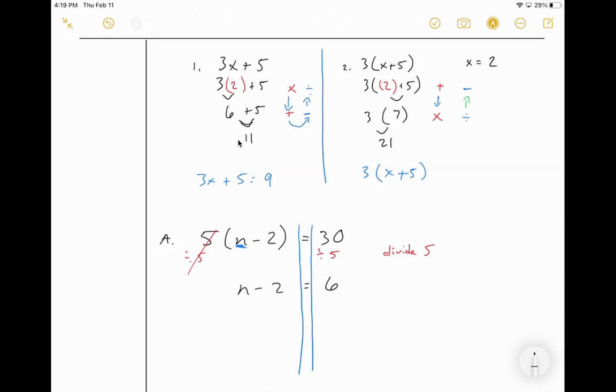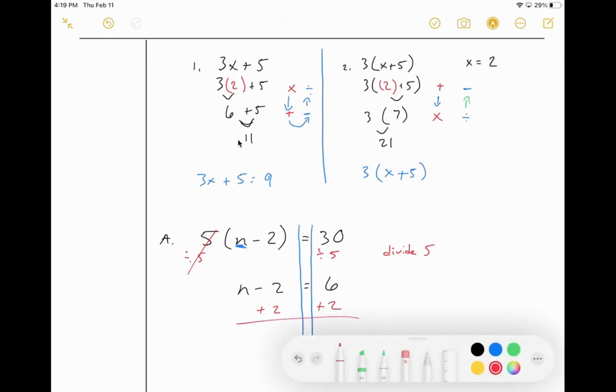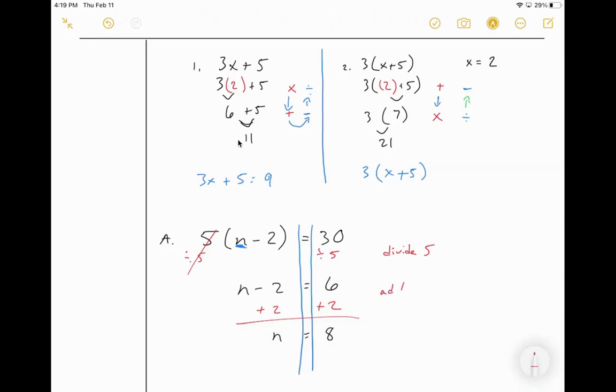Okay, so the next step I know is to add 2 on both sides. And my final answer should be n is equal to 8. So now let's go ahead and check it. I'm sorry, let me write that down here. So then we add 2 to both sides. Let's go ahead and do our check work. Let's do it on the side here.